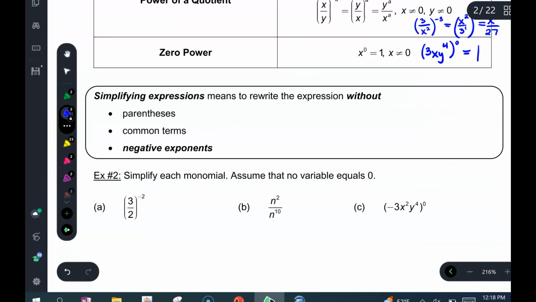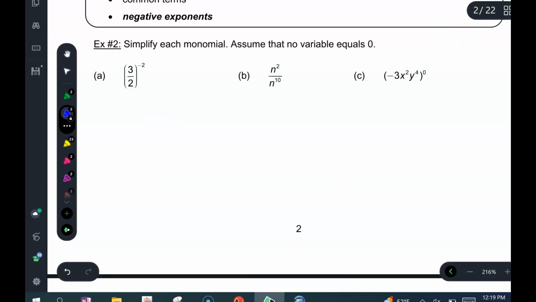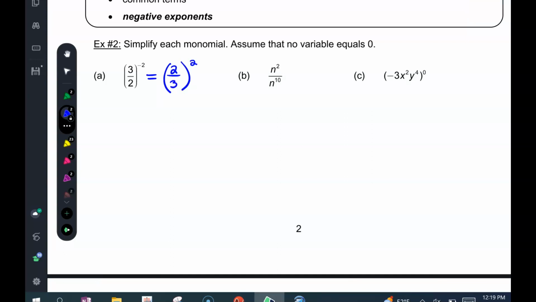All right, so when we simplify, we're going to get rid of parentheses, combine any like terms, and get rid of any negative exponents. Okay, so those are the 3 rules here. 3 halves to the negative 2. What do you think? 2 over 3 squared. So we're going to flip it first. So we'll have 2 over 3 to the second power.